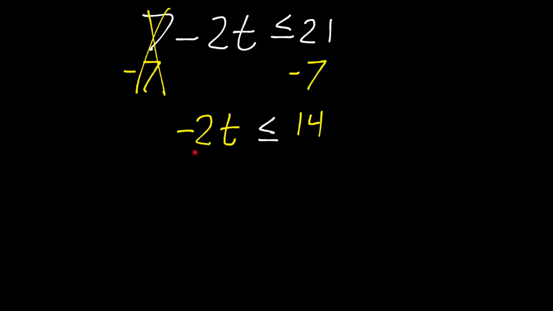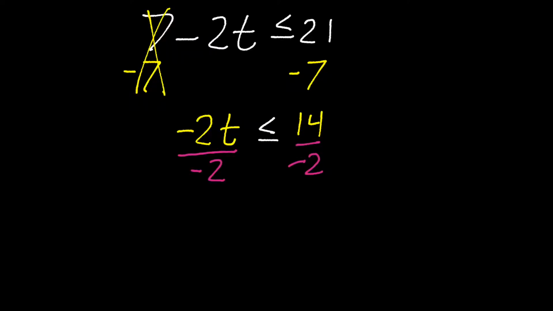We've isolated the variable term, but we have not isolated the variable. T is now being multiplied by a negative 2. So to separate the t from the negative 2, we have to use the inverse operation of multiplication, which is division. And we will divide both sides by a negative 2.